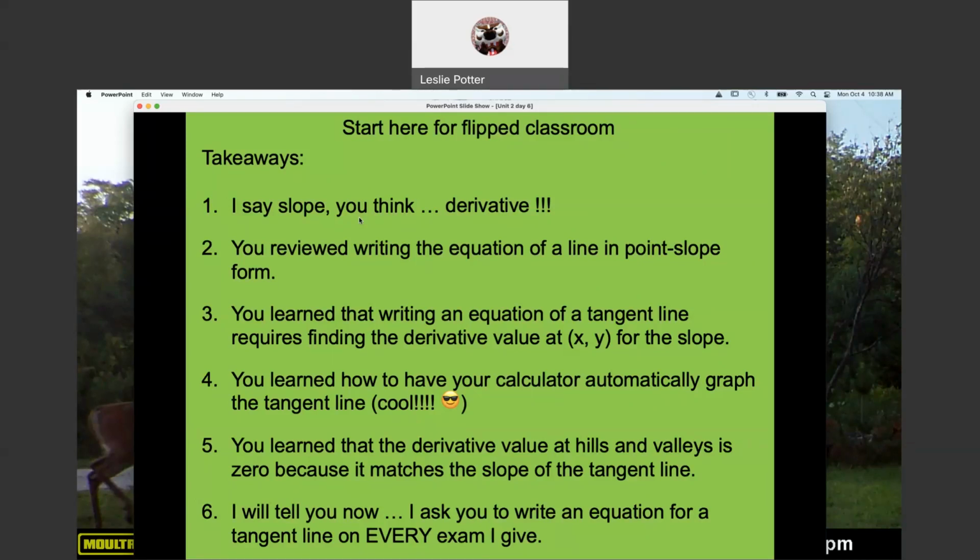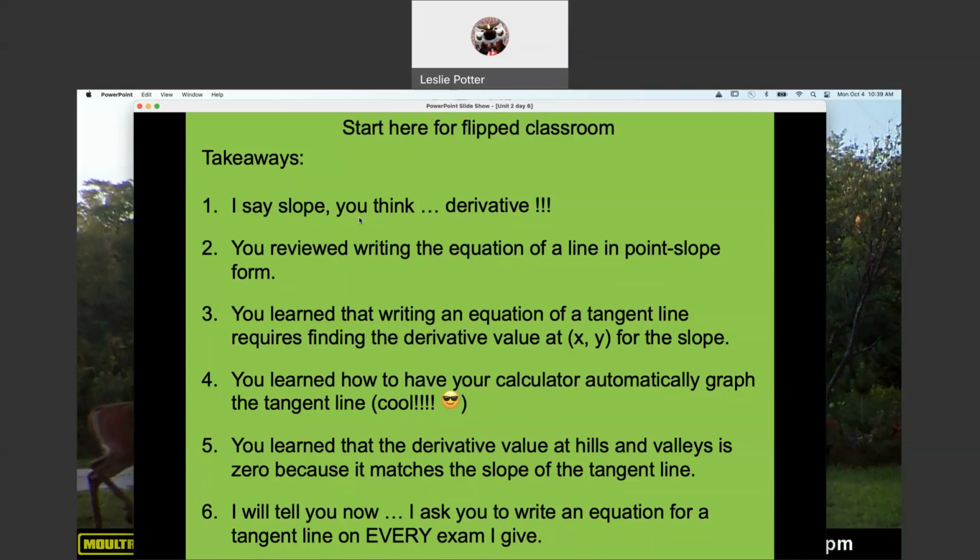Okay, so you learned how to have your calculator automatically graph the tangent line, which is kind of cool. But most of the time they ask you to write the equation of the tangent line on the calculator first. But if you can use your calculator, it's a cool way to check. You learned that derivative values at hills and valleys are 0. At the top of a hill, the tangent line is horizontal, and something with horizontal slope has 0 slope. Same with valleys. That comes in handy, and we'll be using that a lot once we get into units 4 and 5.